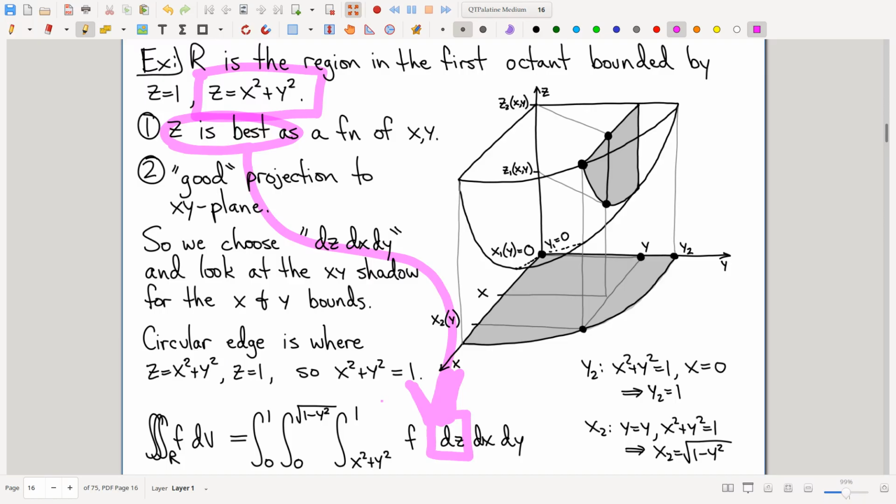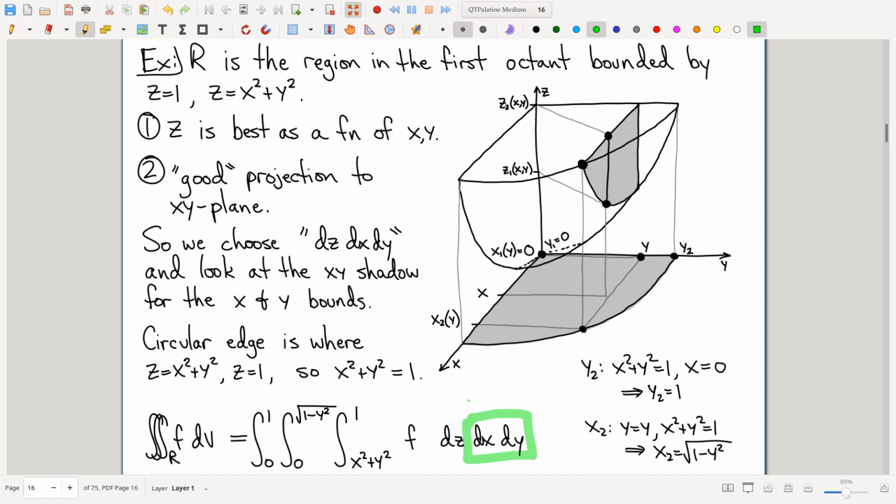Does that make sense? All right. And then process of elimination, that means x and y are going to be on the outside, like so.